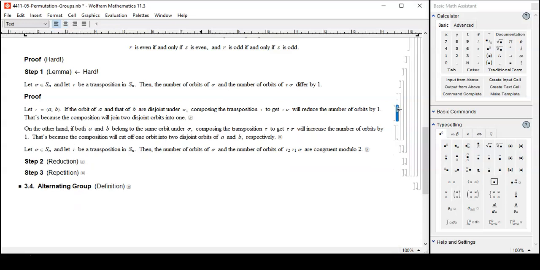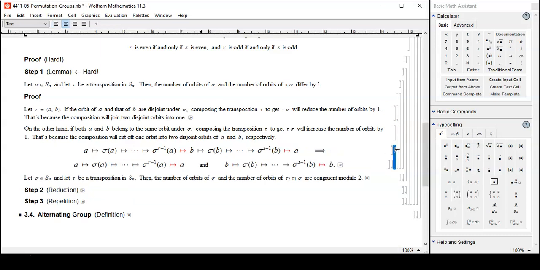Two disjoint orbits reduced into 1, and everything else stays the same. Now let's consider the other case. Argument is the same, so let me go ahead a little bit more quickly. So this time, both A and B belong to the same orbit. So A all the way up to R minus first power, and then B, and then S minus first power all the way back to A, one big orbit.